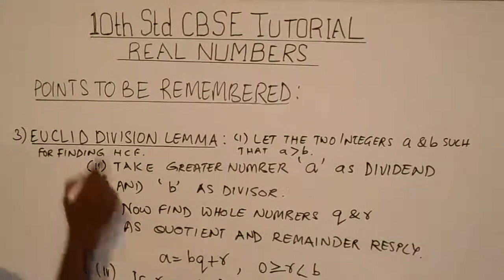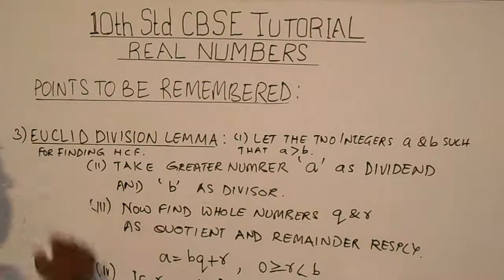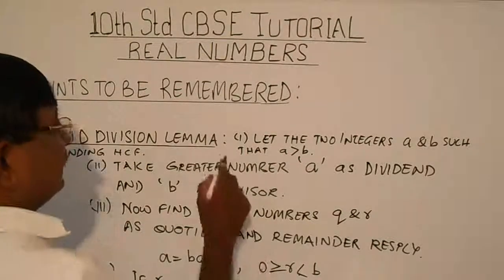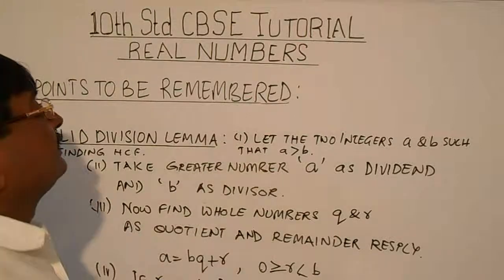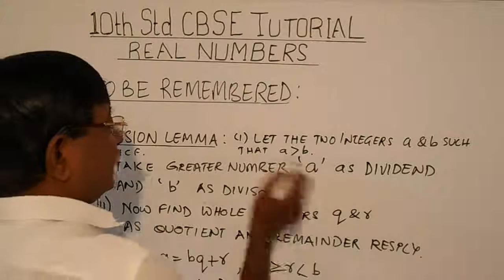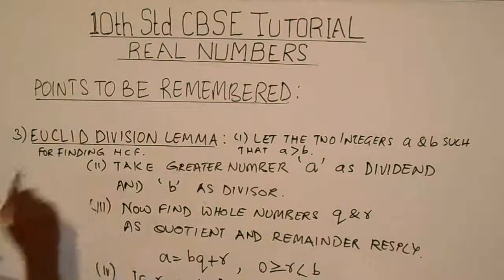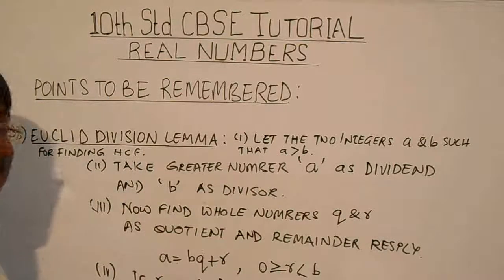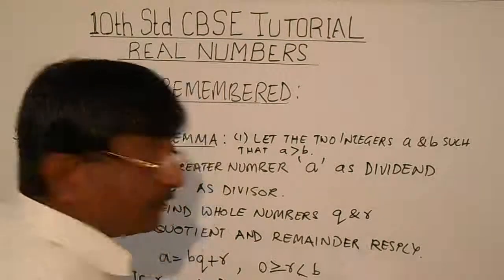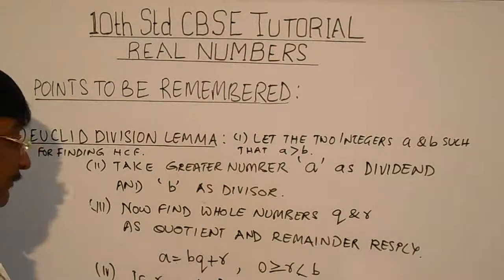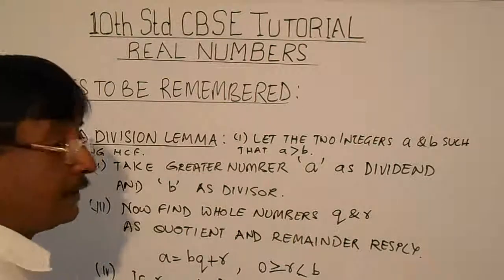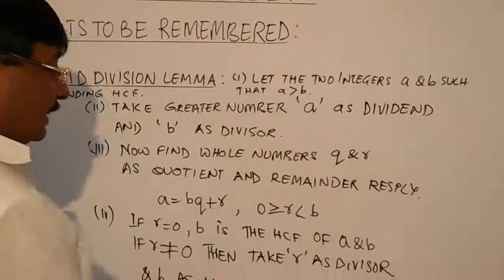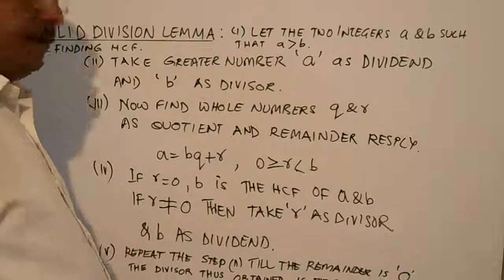Now we'll see the Euclid division lemma method in detail for finding the HCF of the given numbers. The steps here are: Step 1, let the two integers a and b be such that a is more than b. Step 2, take the greater number a as dividend and b as divisor. Step 3, now find the whole numbers q and r as quotient and remainder respectively. Here the statement we can frame is a = bq + r, where 0 ≤ r < b.